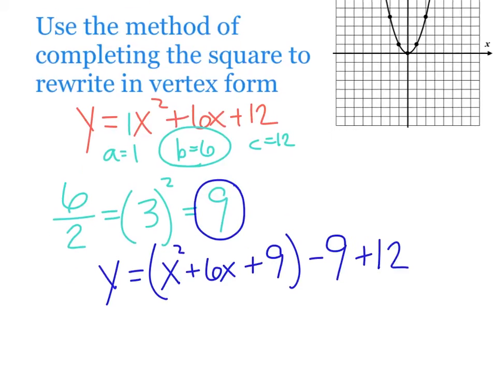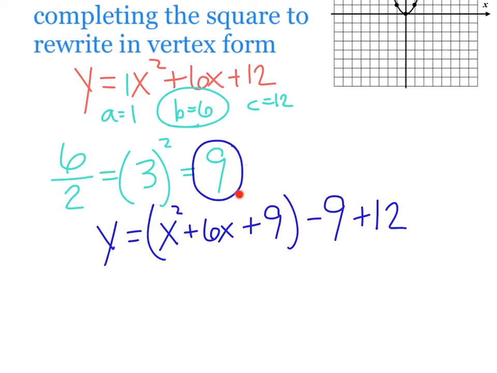So in case I lost you there, let me say it again. We took the number that we squared, we add it, and we subtract it, and we keep this last term by itself. Now these three terms that we wrapped in parentheses should factor real nicely. You'll notice this is x plus 3 times x plus 3. It should work out every time that they're the exact same.